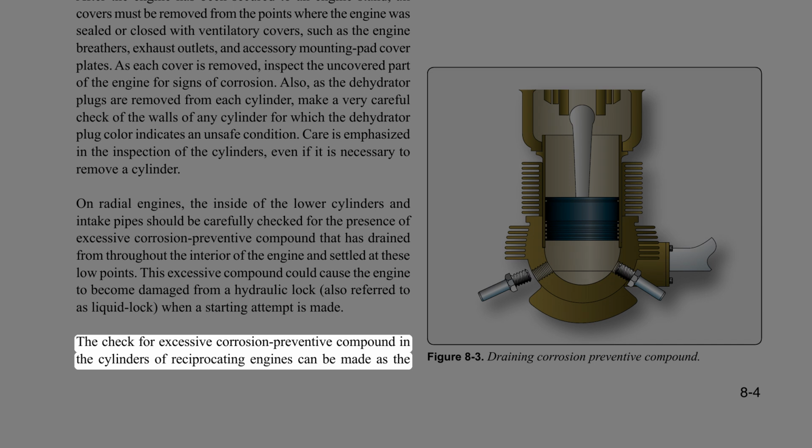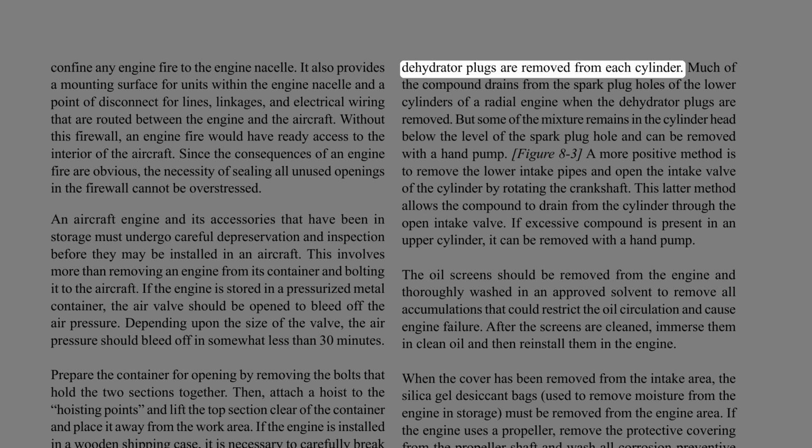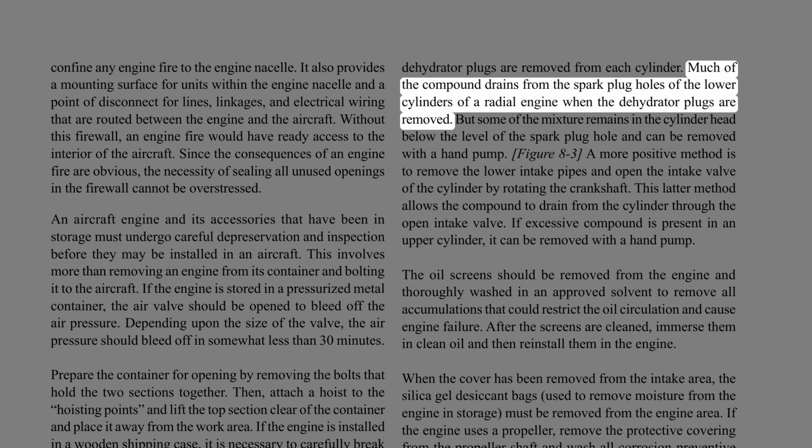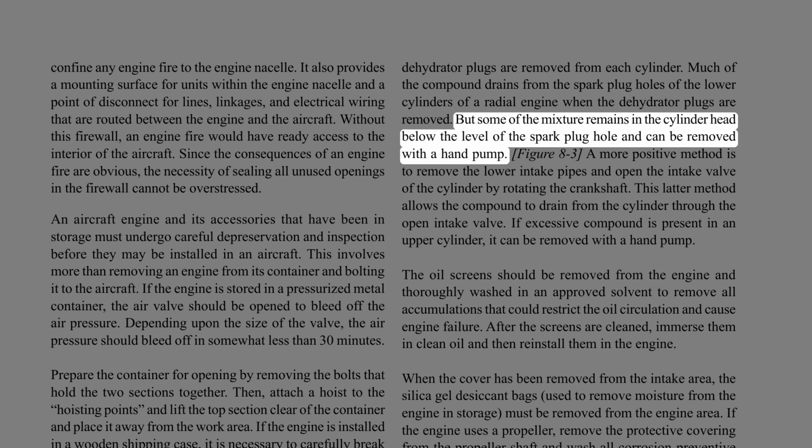The check for excessive corrosion-preventive compound in the cylinders of reciprocating engines can be made as the dehydrator plugs are removed from each cylinder. Much of the compound drains from the spark plug holes of the lower cylinders of a radial engine when the dehydrator plugs are removed. But some of the mixture remains in the cylinder head below the level of the spark plug hole and can be removed with a hand pump.